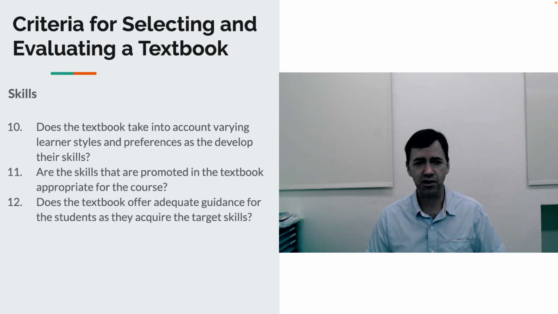Okay, the next one is skills. So does the textbook take into account varying learner styles and preferences as they develop their skills? Are the skills that are promoted in the textbook appropriate for the course? So there has to be a match between the skills that you want them to learn, of course. And does the textbook offer adequate guidance for the students as they acquire the target skills?